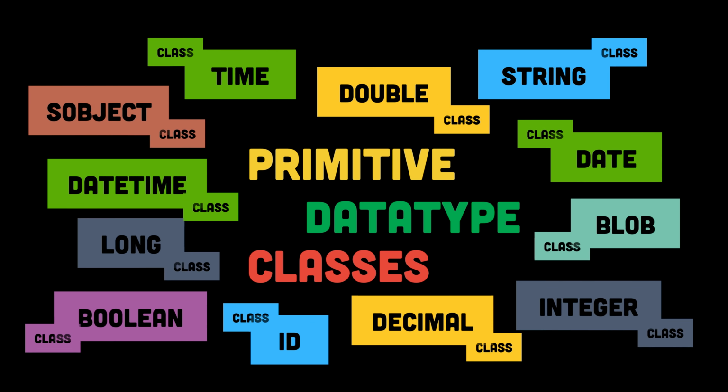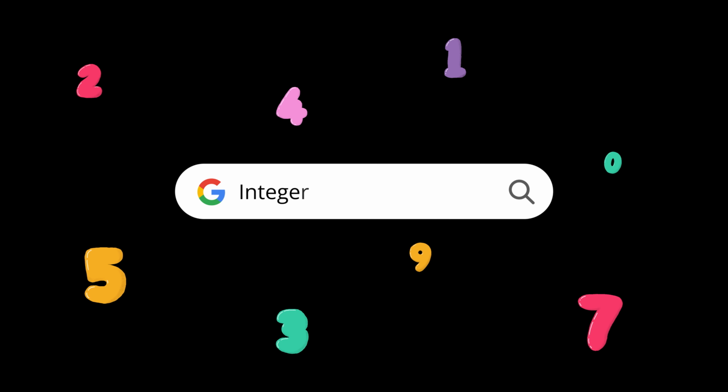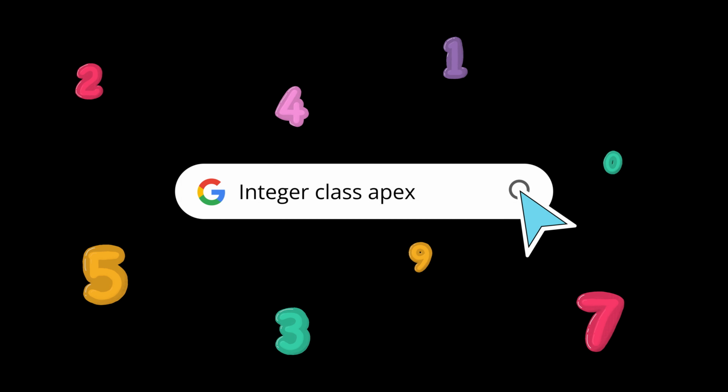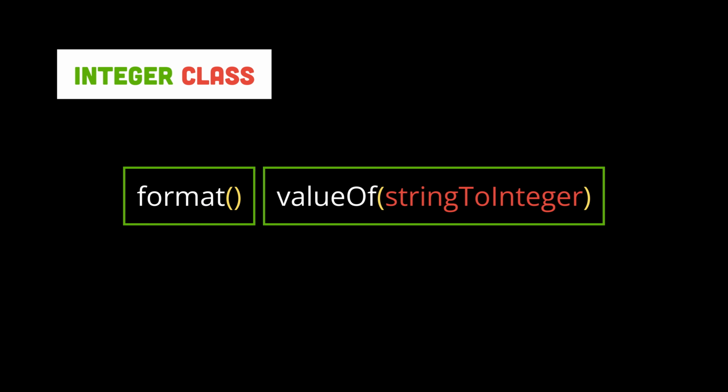Welcome to the primitive data type classes, part 2. Let's start with the integer class. In this class, we will understand the format method and the valueOf method that accepts a string to integer argument.